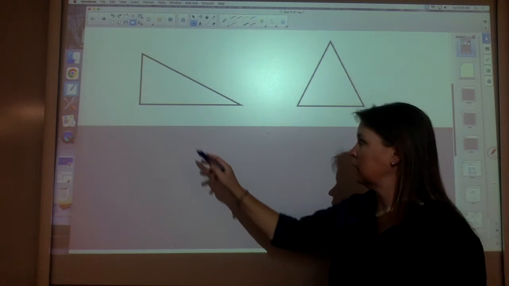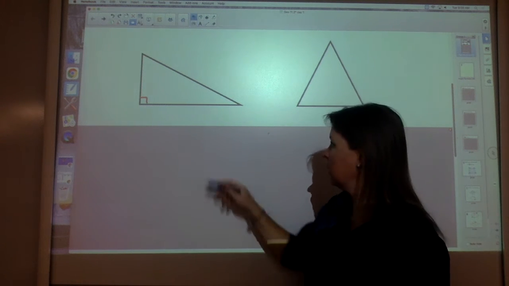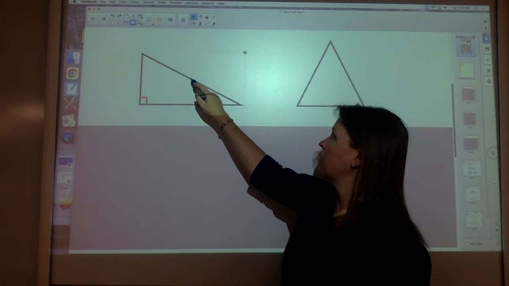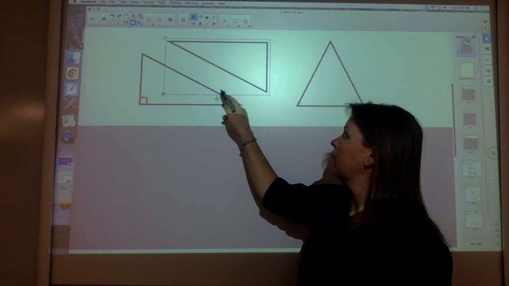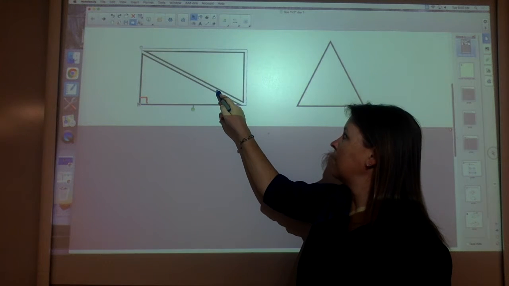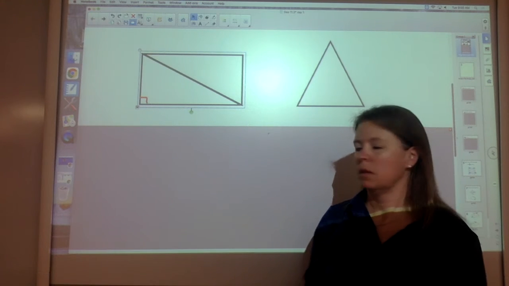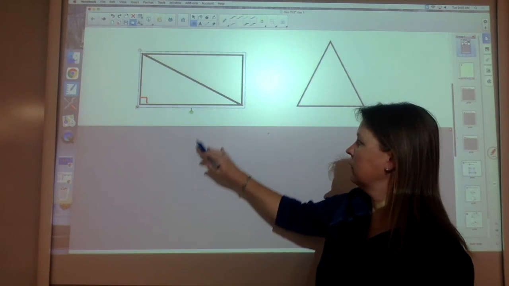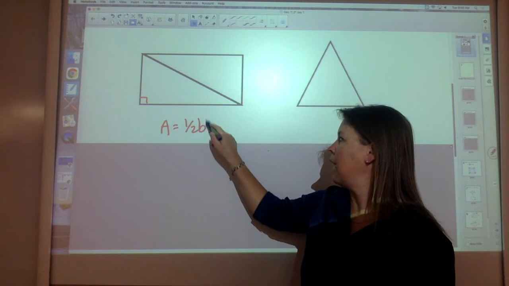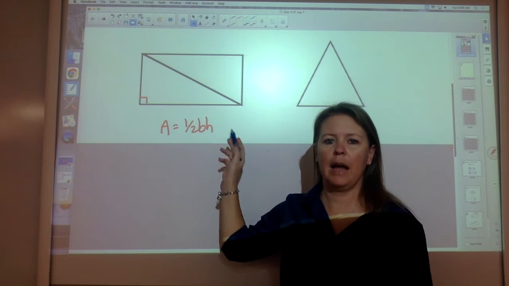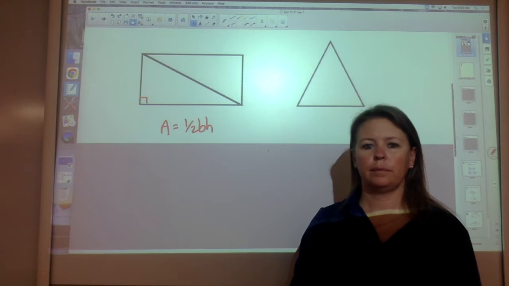Here's a right triangle. Again, you're not drawing this, you're just following along. Where's the formula for the right triangle? Well, a right triangle is exactly half the size of a rectangle. So where does that formula come along? The area of any triangle is half of a rectangle, half of base times height, because you would need two of them to make a whole.